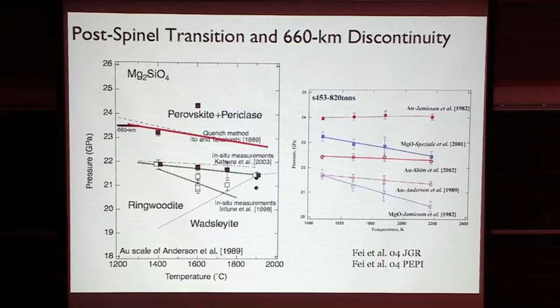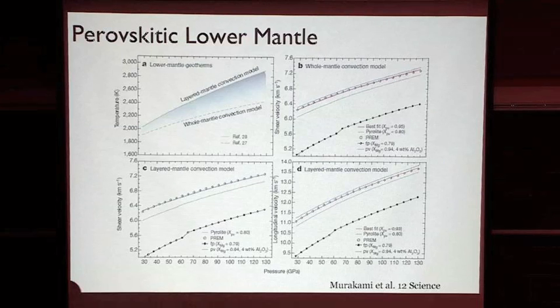And I think this one will be my last slide, although I have one more that I'm not going to show. This is the discussion we had earlier about the recent study by Murakami et al. They measured the shear velocity of Prof's guide. And I think they also have ferropericlase. They have different sound velocity measurements using Brillouin spectroscopy. They measured this data, and then these are the PREM values.